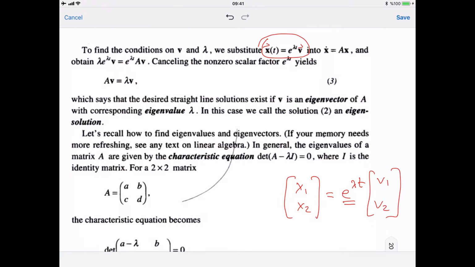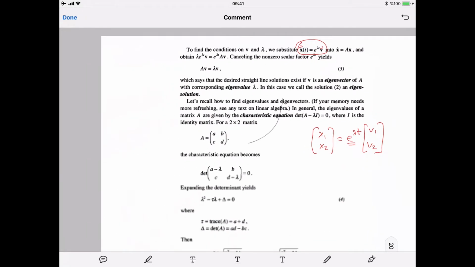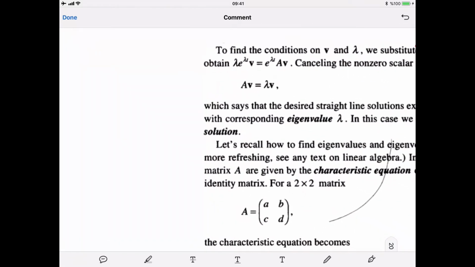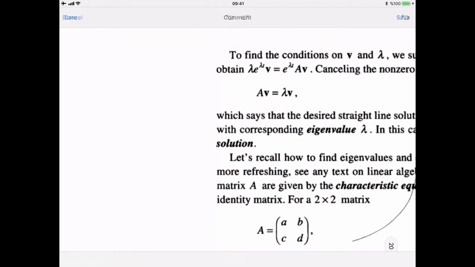Remember, we said that it's a very important function because its derivative is related to itself. So let's do this over here. We had some equation, right? The x vector, dx vector over dt. By this I mean dx1 over dt, dx2 over dt.